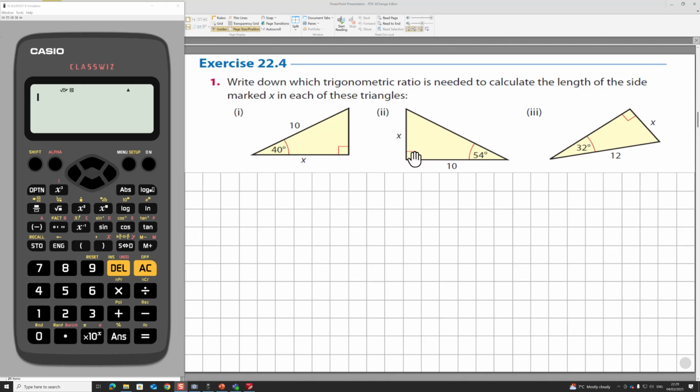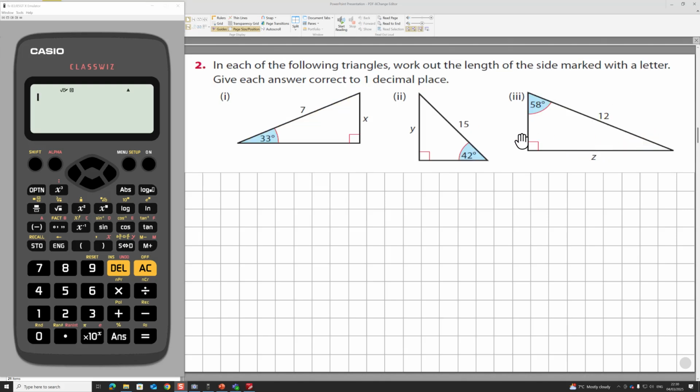Where does the x meet the 10? It's at the right angle, it's tan. Where does the 10 meet the x? It's at the reference, it's cos. Where does the x meet the 12? By the way, I'll just flick through this, giving you kind of a guideline, then we'll do it again with paper and pen. Where does the x meet the 12? So it'll be sine.